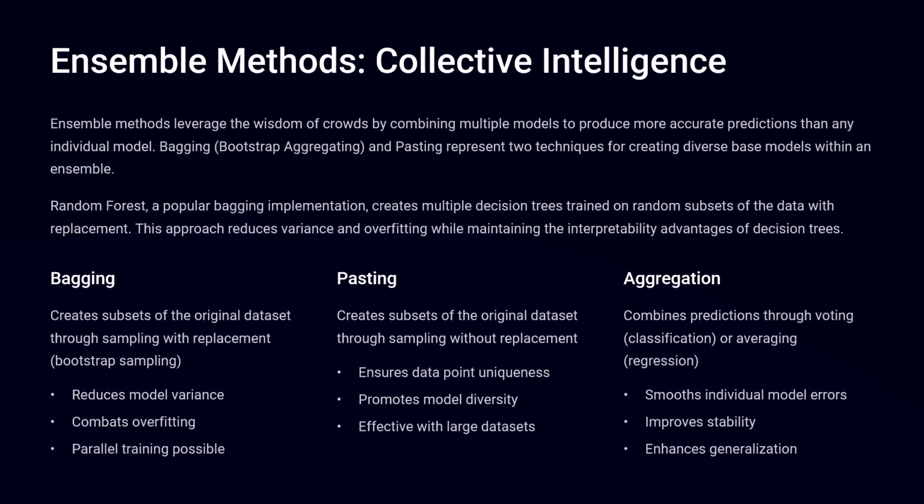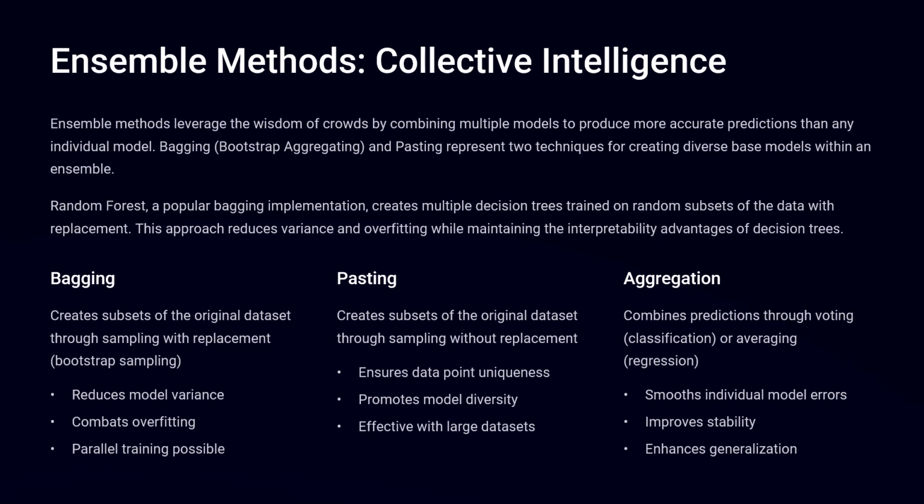Bagging creates subsets of the original dataset through sampling with replacement, a method known as bootstrap sampling. Reduces model variance. Combats overfitting. Parallel training possible. Pasting creates subsets of the original dataset through sampling without replacement. Ensures data point uniqueness. Promotes model diversity.